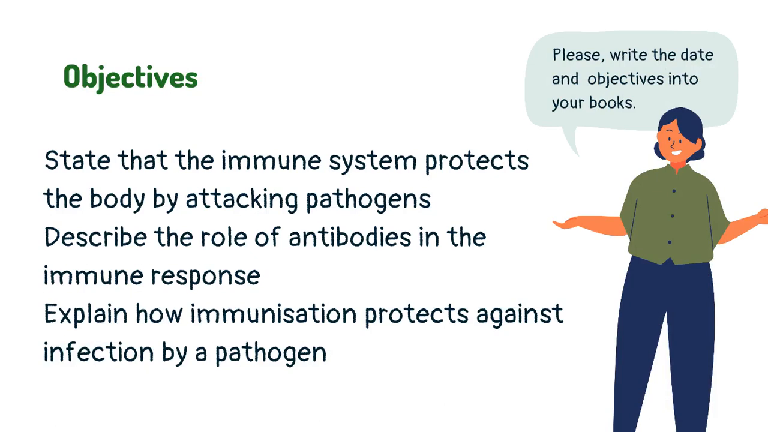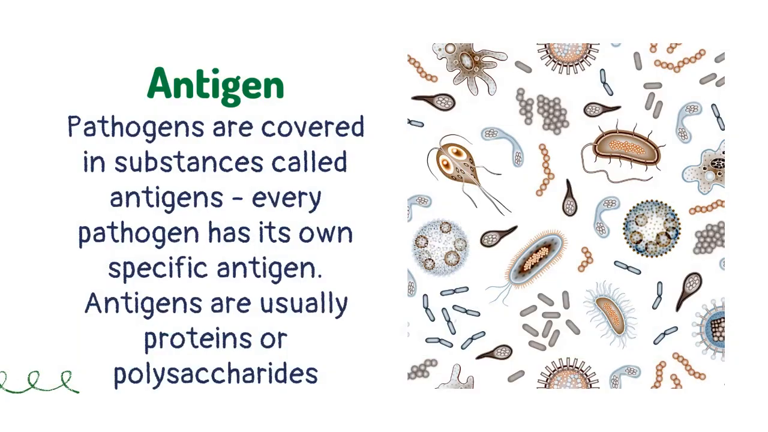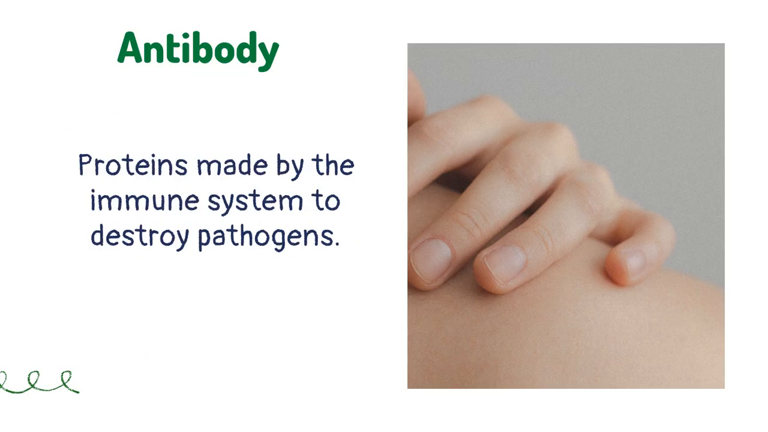Today you are going to learn about the immune system. The immune system. Pathogens are covered in substances called antigens. Every pathogen has its own specific antigen. Antigens are usually proteins or polysaccharides. Antibodies are proteins made by the immune system to destroy pathogens.